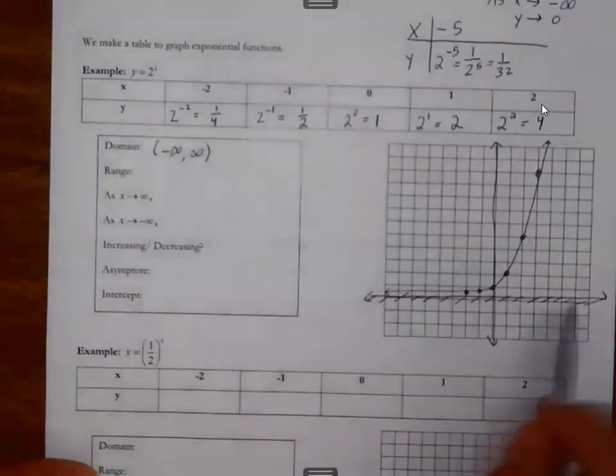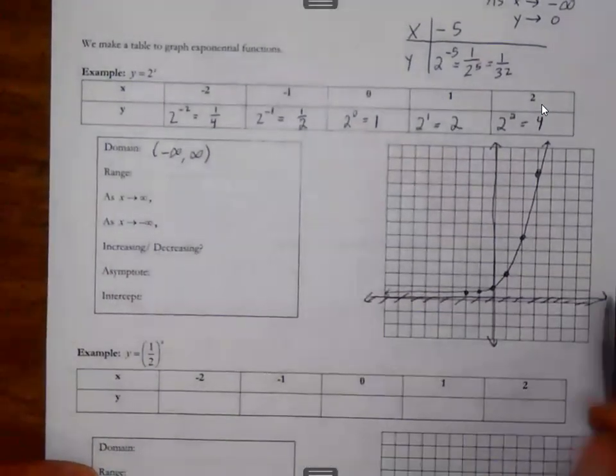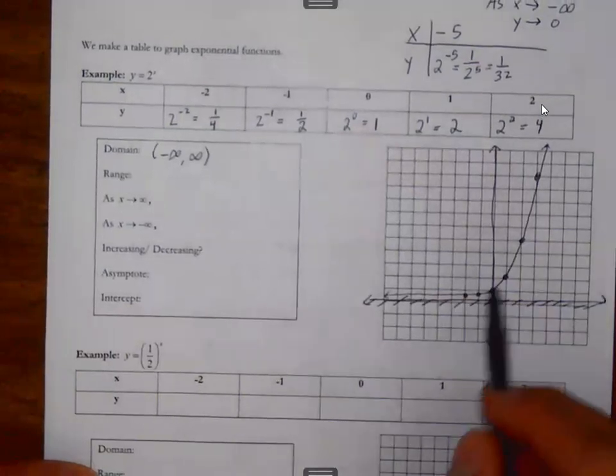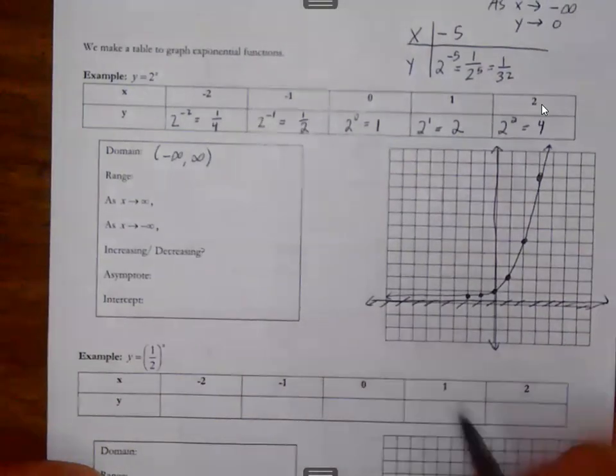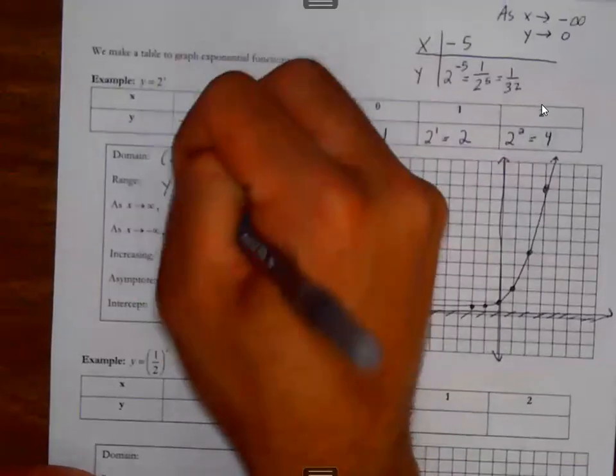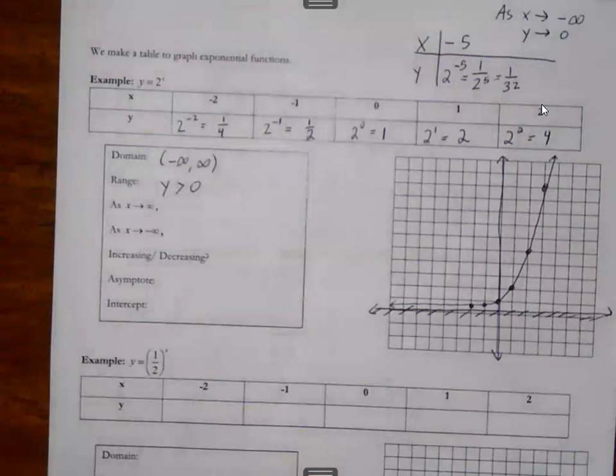See, this horizontal asymptote is like saying this graph cannot pass it. It's never going to get below it, and it's never going to reach it either. So the range is going to be y is greater than 0 because it's not going to equal 0. So that's why it's greater than. And it's never going to go below 0. So the only y values that this graph will hit will be positive y values.